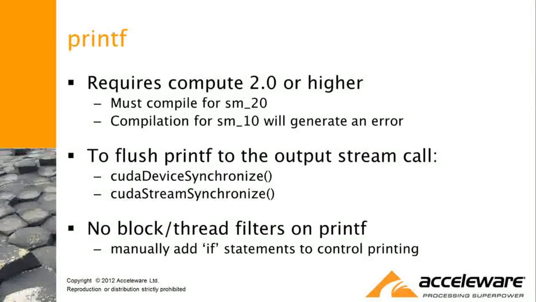Otherwise, you'll get an error saying printf is not supported for devices of compute capability 1.0. The same thing goes for double precision, for example. You'll want to specify SM20, otherwise you'll get either a warning or an error message saying those features aren't supported. So if you are compiling for specific features, you'll need to make sure these are in your compile options, and printf is one of those examples. You'll also need to call device synchronize or stream synchronize to flush the buffer to output. It actually records the buffer on the card, and then dumps it to the host when you make this call.